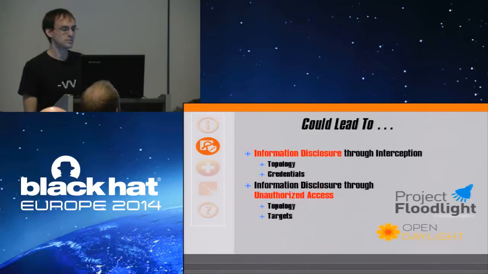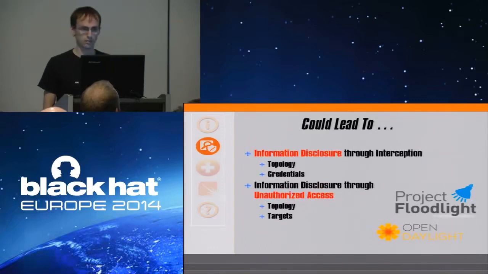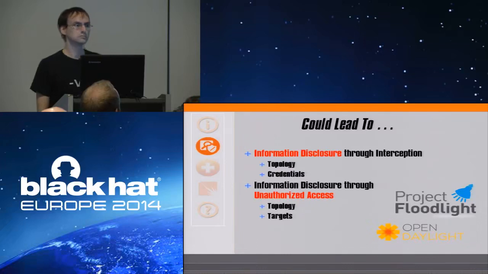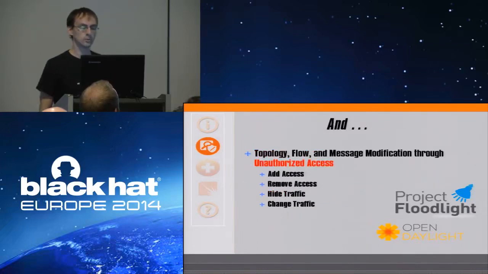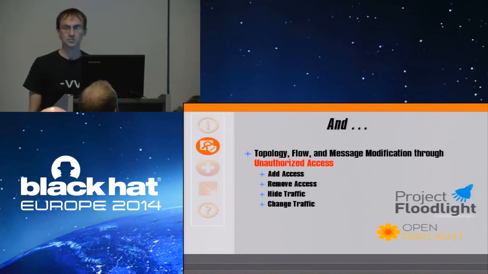All right. Information disclosure through interception for both networks supported by these controllers: topology, credentials on the Open Daylight side, targets, lots of juicy stuff. All right. Both of those also allow topology, flow, and message modification through unauthorized access. Add access, remove access, all the fun stuff. Hide traffic, my personal favorite. And then changing traffic. Right?